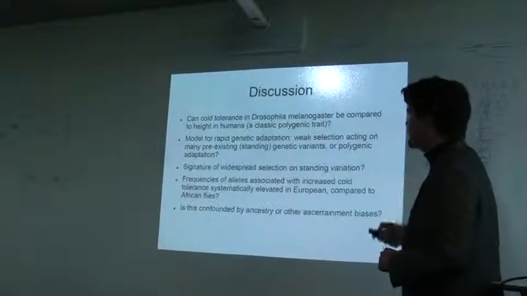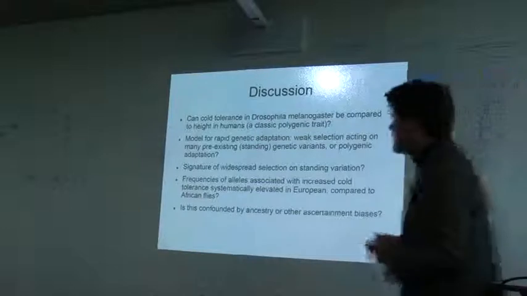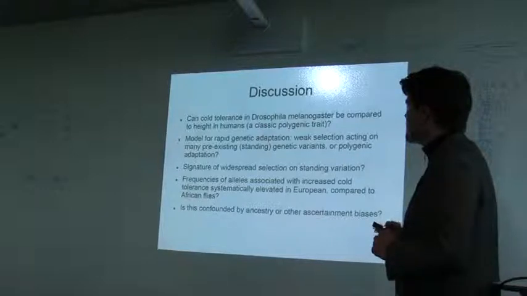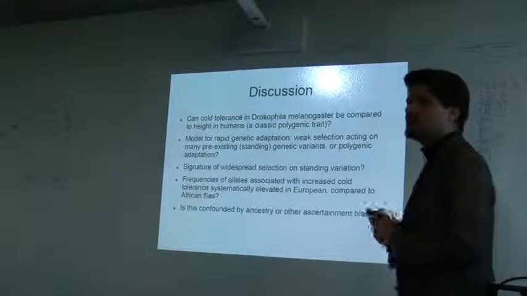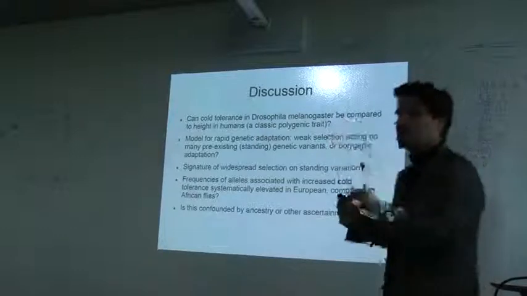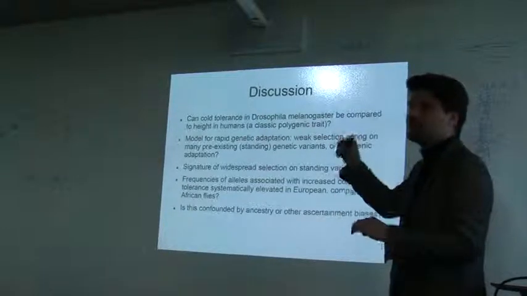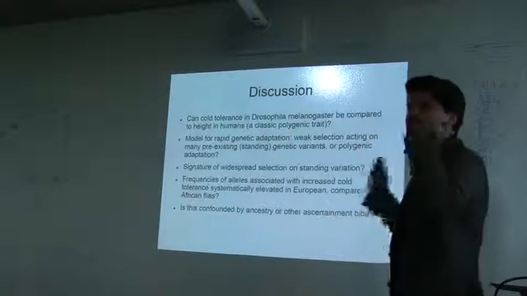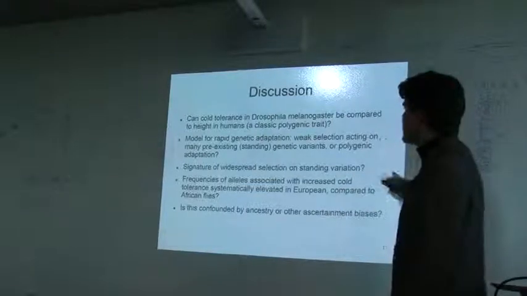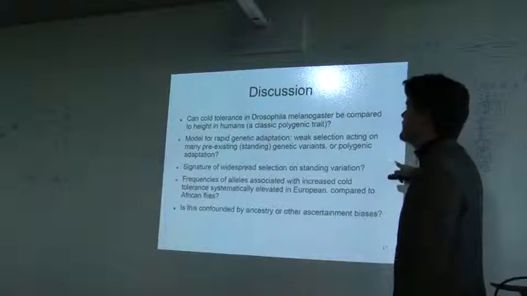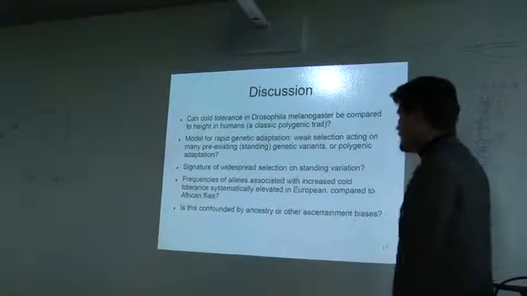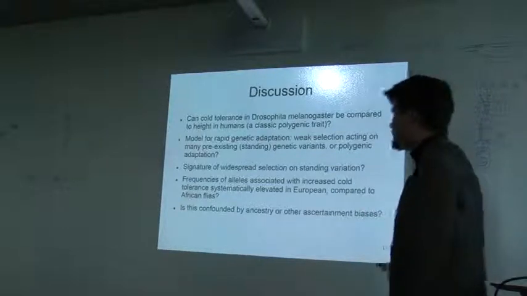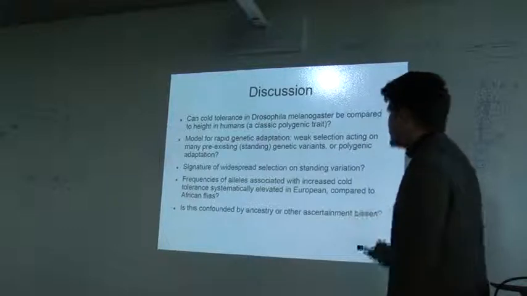So what I want to do later is see one thing in particular, and that is whether we can find preferentially the SNPs that are associated with lower cold tolerance or the higher cold tolerance. If we can find those preferentially in Europe, those that are supposedly better adapted, because this is something that people have already done in humans with height. And also I want to make sure that the result is okay, that it's not confounded by ancestry or other ascertainment biases.